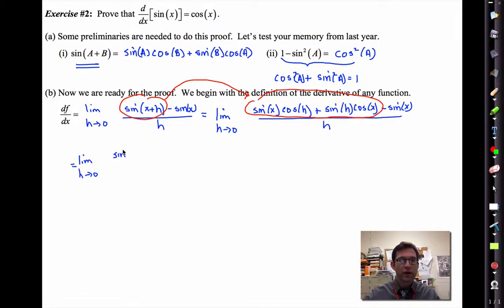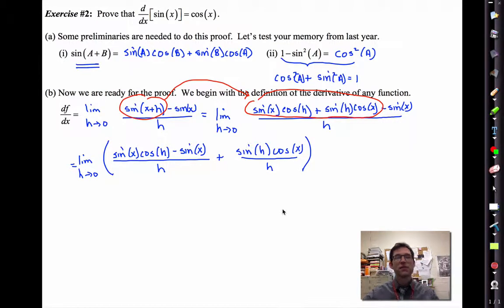I'm going to rewrite the numerator as sine x cosine h minus sine x, all divided by h, plus sine h cosine x, all divided by h. I'll just put that because the limit does apply to both of those fractions. Now all I did was take that minus sine x and bring it over to group it with the sine x cosine h, and then I broke this thing into two fractions. I hope you're okay with that.